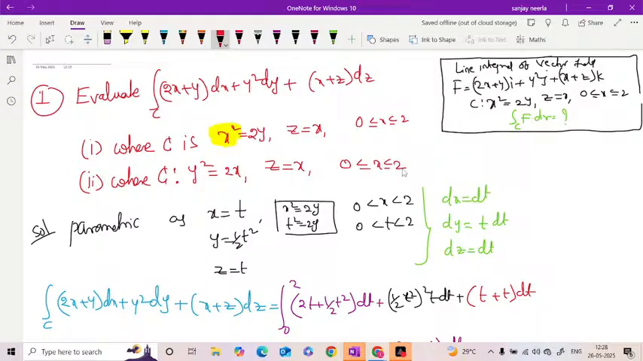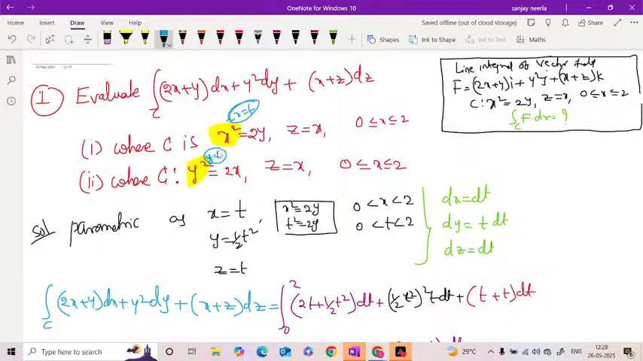Now where can you start the problem? In the first problem you have to assume x is equal to t. Okay. In the second problem, where can you start the problem? Y is equal to t. Very good. So y is equal to t. So in this one you have to take y equal to t, then this problem is very simple.